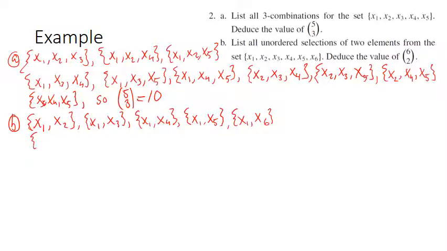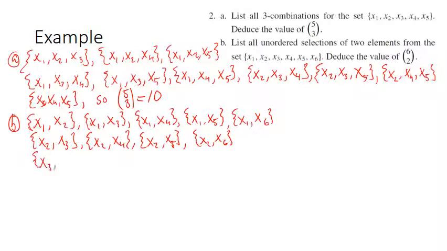And now the ones without x1 but with x2. I already did one with x2, so after that is x2, x3, x2, x4, x2, x5, x2, x6. Okay, and that's all the ones with x2. Now all the ones with x3: there's already 2 up there, but after that comes x3, x4, and then x3, x5.